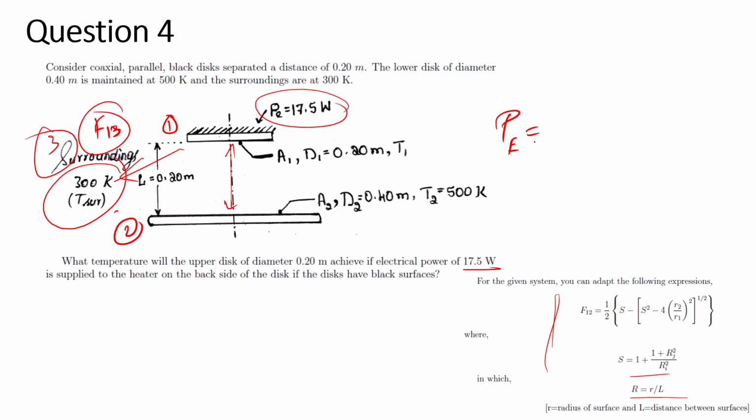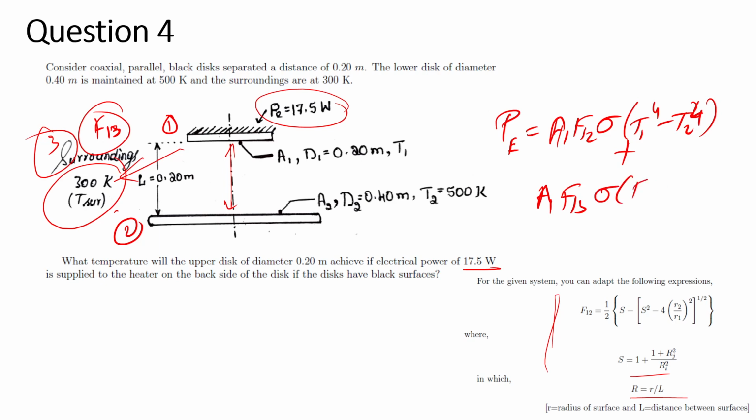So basically, if we write the energy balance, this will become A1 F12 sigma (T1 raised to 4 minus T2 raised to 4) plus, due to this surrounding, we will be having A1 F13 sigma (T1 raised to 4 minus T3 raised to 4). So this is basically the surrounding. So from this, the electrical power is given, and we can find the desired temperature, that is, we can find the value of T1 from this entire equation.